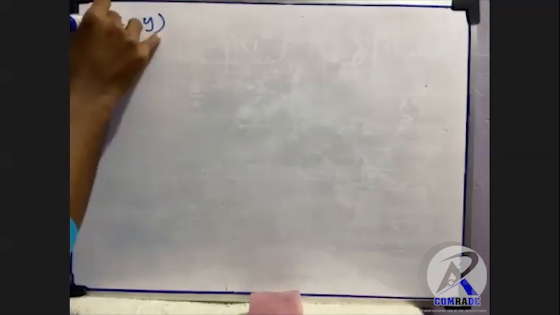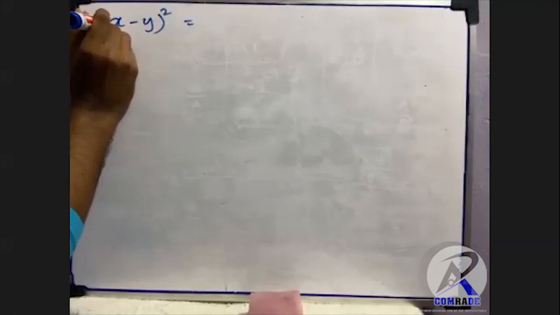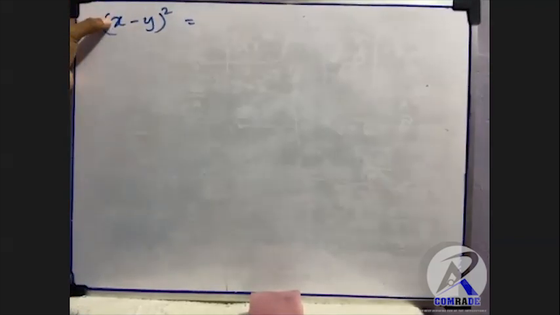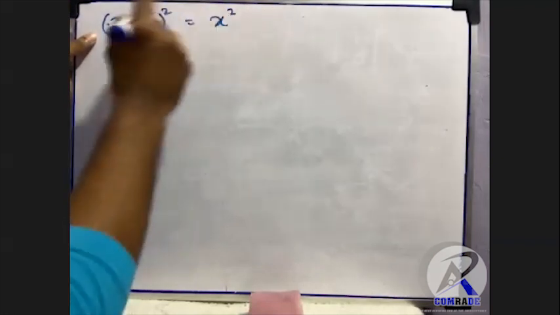The next one is: considering the expression (x minus y) cubed, find the value of the following. First of all, you need to know this. If there is (x minus y) squared, you already know how to expand it. There is a plus here, but we don't write that. So you can expand this like that.